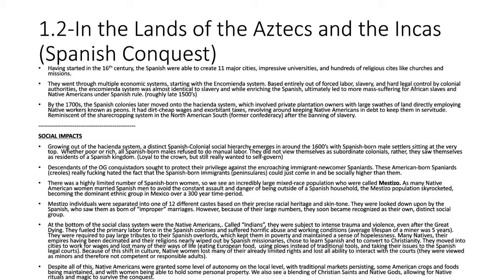Do you guys see how that's whitewashing? Yes. Yeah, pretty blatant whitewashing.